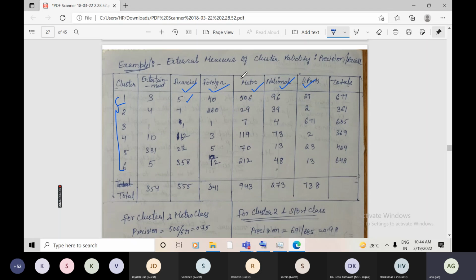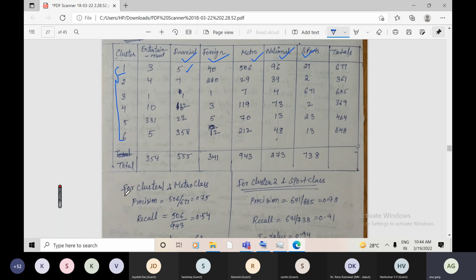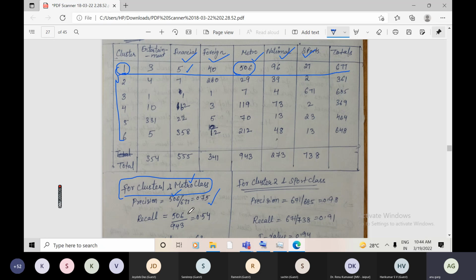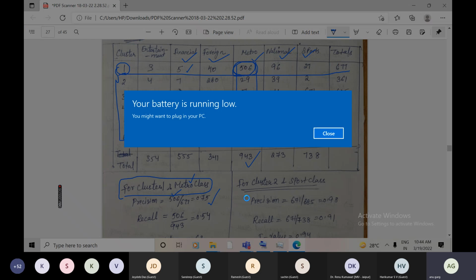Next, they've asked us to find out the precision for cluster 1 and metro class. The meaning of this is, what is the precision of metro class in cluster 1? So how are you going to calculate? How many objects of metro you have in cluster 1? 506. By the total number of objects in cluster 1, 677. That will be your precision. And recall is nothing but the number of objects of metro in cluster 1 by the total number of metro objects that we have across vertical.